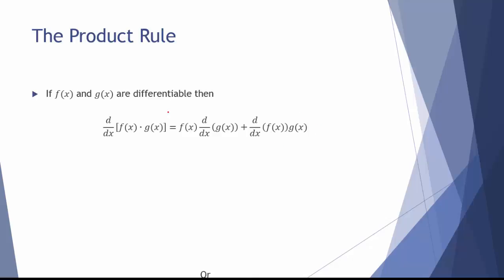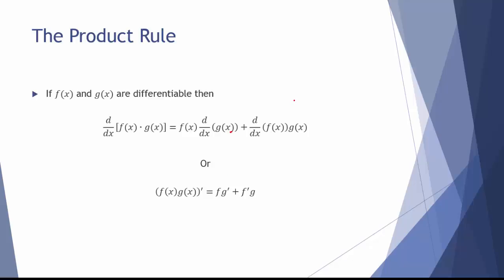Another way to change that notation to make it a little bit more straightforward is that if you have (f of x times g of x) prime, the way you find its derivative is by taking f, your first one, times the derivative of the second one, plus the derivative of the first one times the second. Both of these say the same thing, just using some slightly different notation.